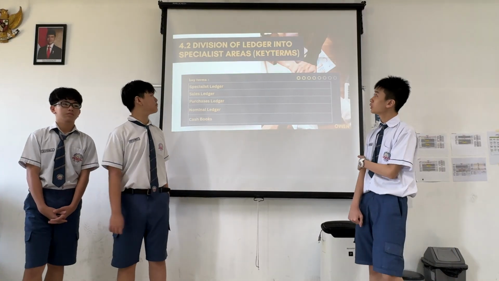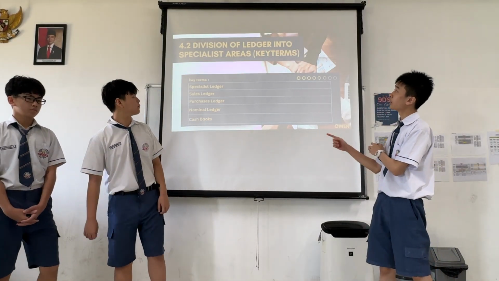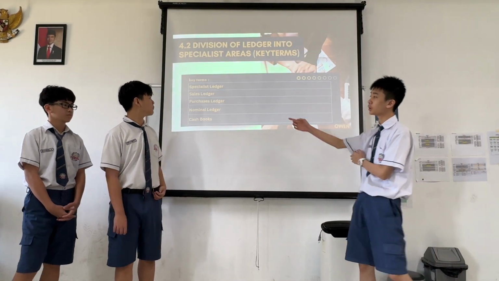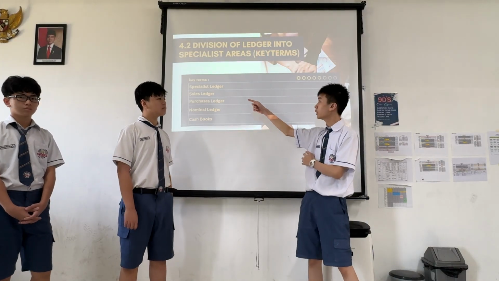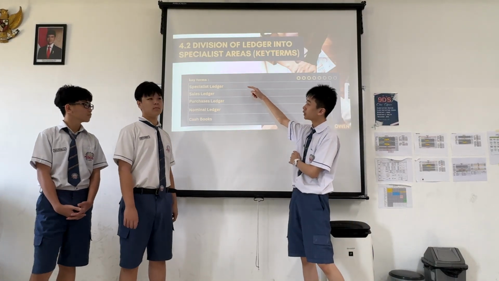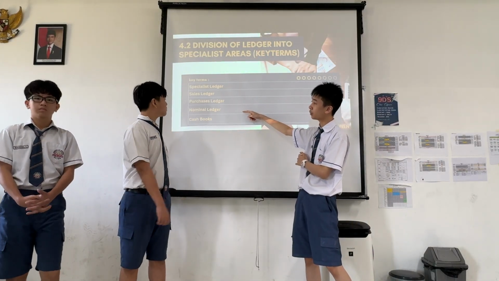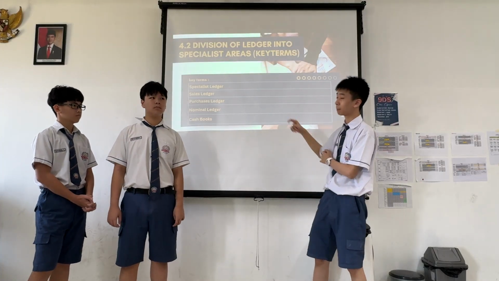Next, 4.2, division of ledger into specialist areas. These are just the key terms that we're going to present. We're going to talk about specialist ledgers, sales ledger, purchases ledger, nominal ledger, and cash books.